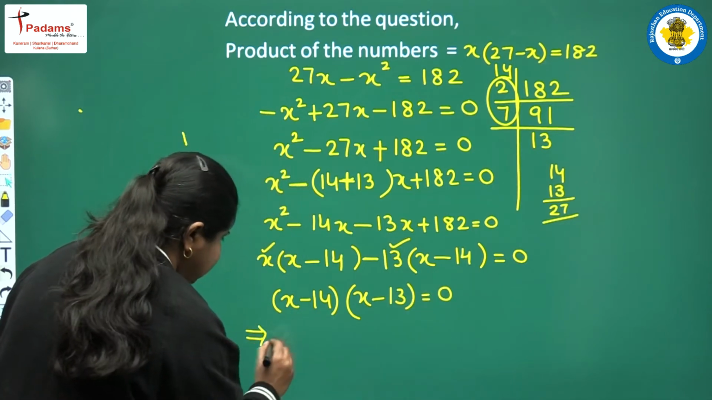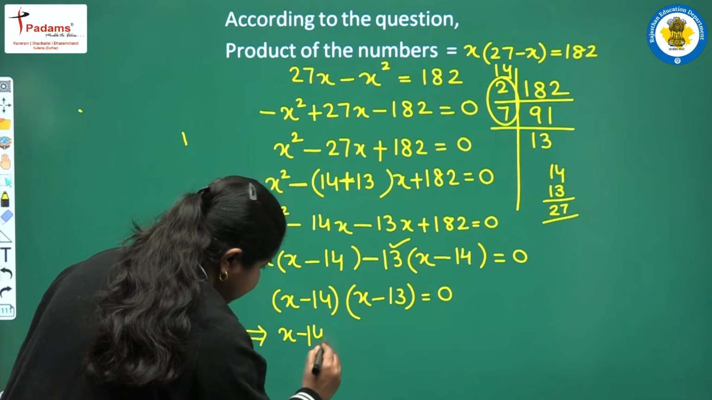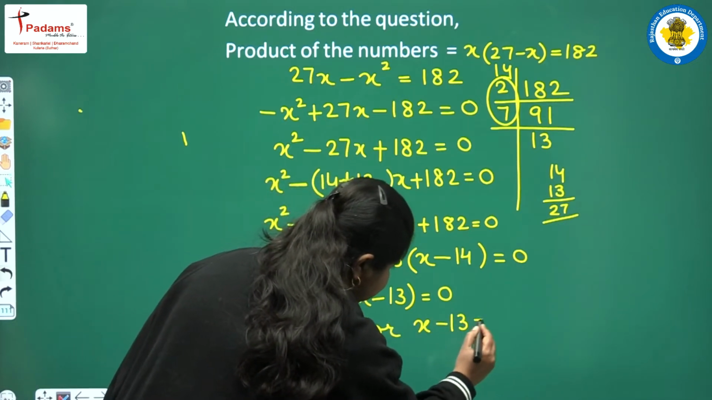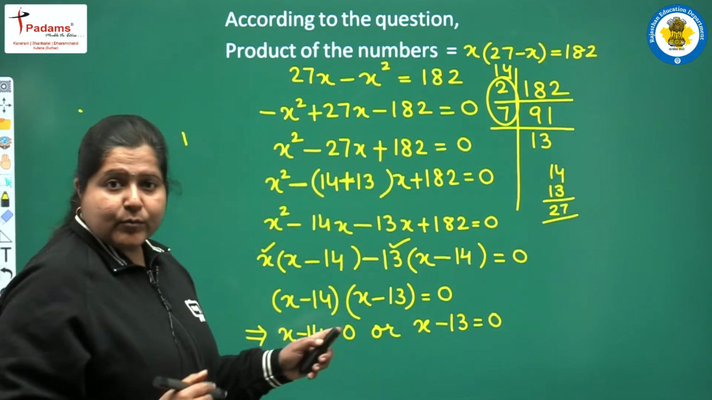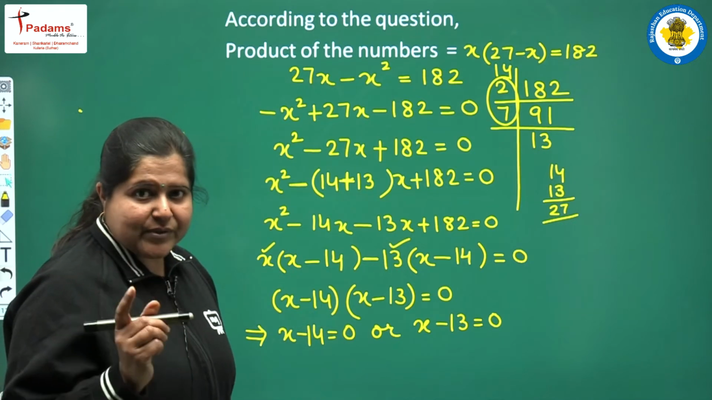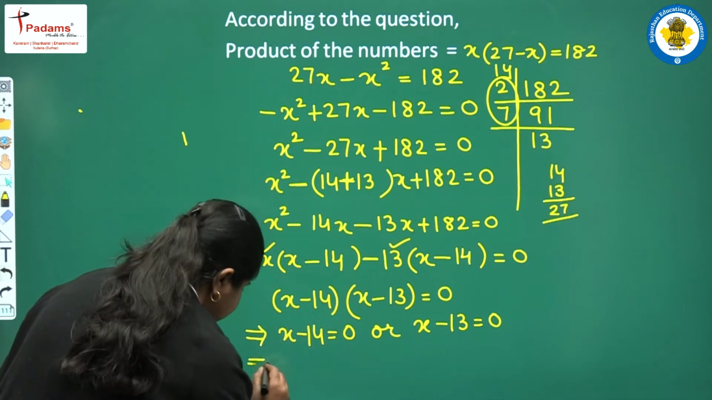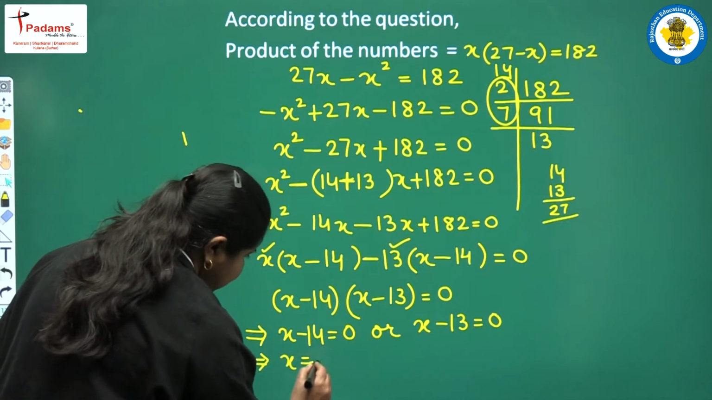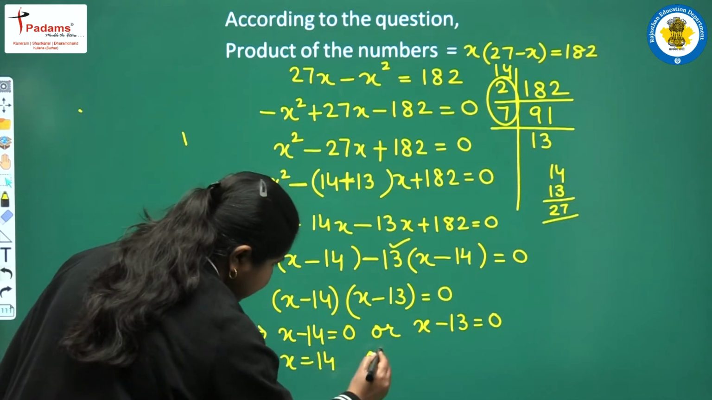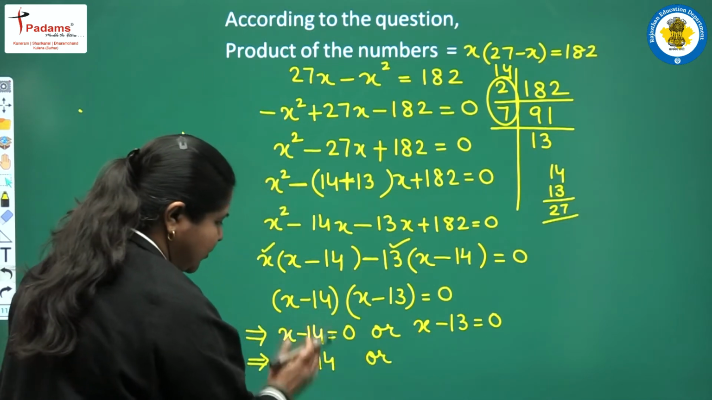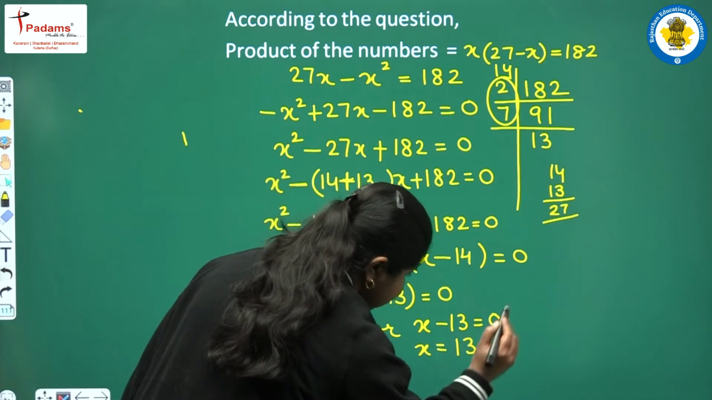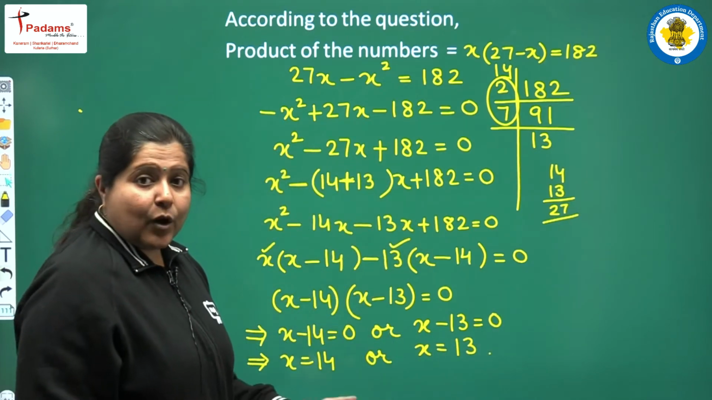Now this means that either x minus 14 is equal to 0 or x minus 13 is equal to 0. Since their product is equal to 0, so one of them should be equal to 0, and then we can get two values of x. One value can be x equal to 14, यहाँ से 14 RHS में जाके पॉजिटिव हो गया, or we can have x equal to 13. Got it? Now what is x?